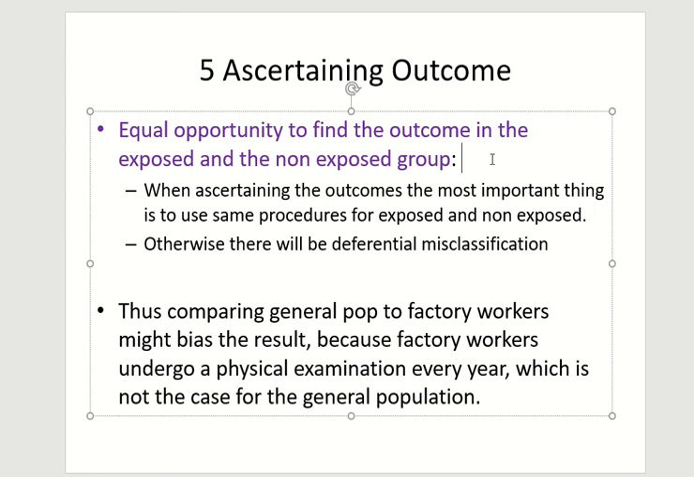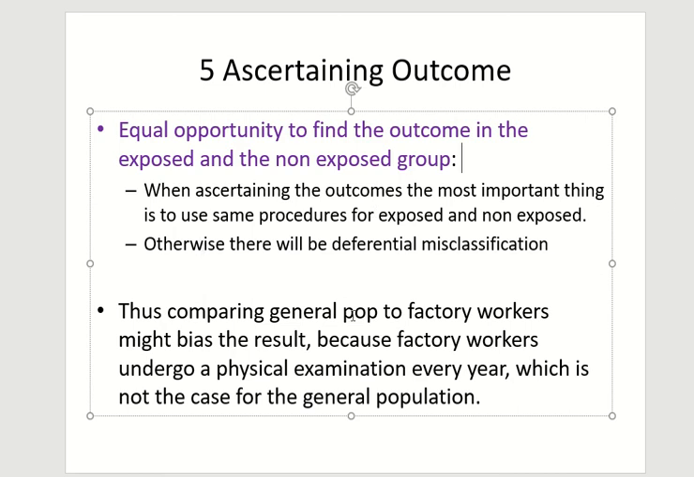I will identify, let's say, all those that had internal bleeding in the exposed. However, in the not exposed, I might miss some of them because I'm not doing the same amount of effort. Okay, and therefore I would end up doing something called differential misclassification, which we will talk about in a bit. So when ascertaining the outcome, the most important thing is to use the same procedure for the exposed and the non-exposed. Otherwise, there will be differential misclassification.